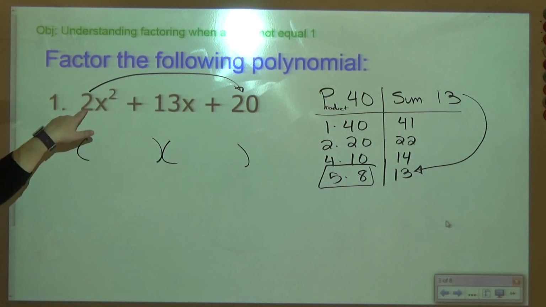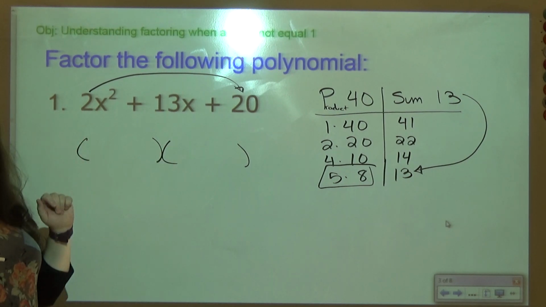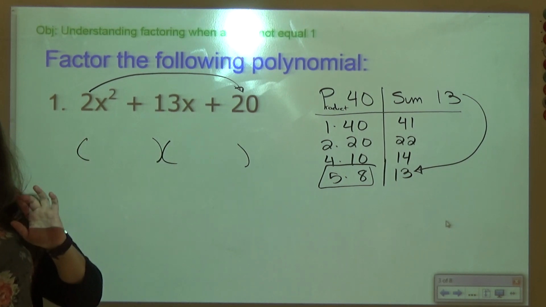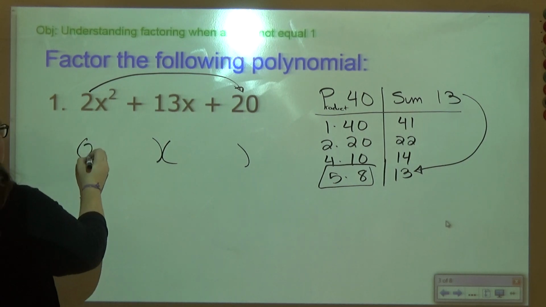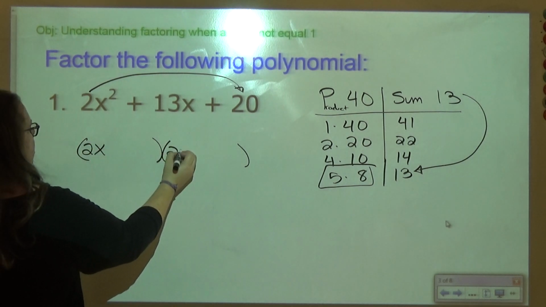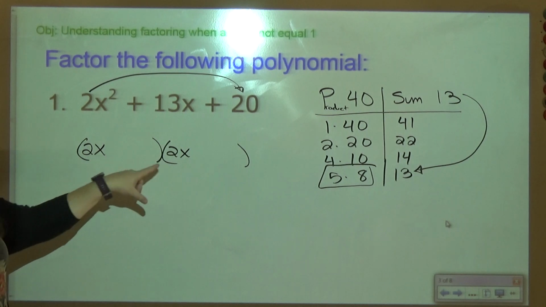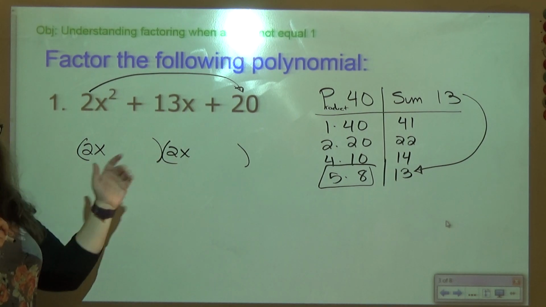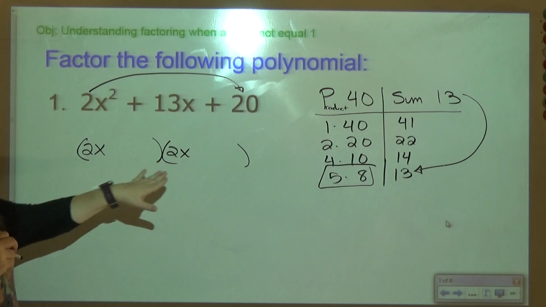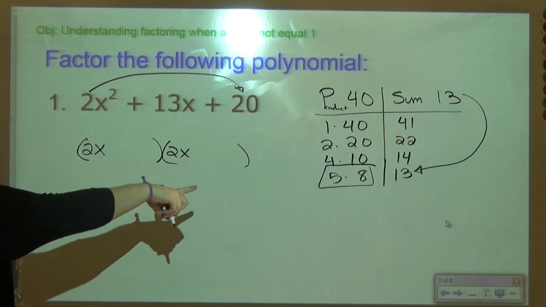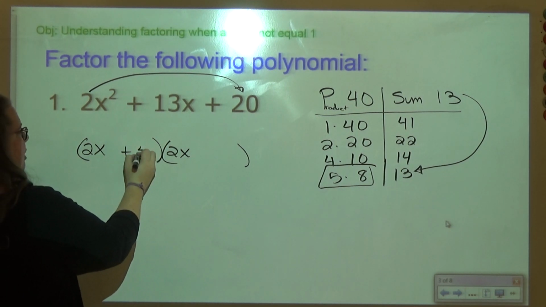Here's the problem. We have a 2 in front. So we don't know where that 2 is going to go. So what we're going to do is put it in both spots right now. 2x and 2x. I'm not sure where the 2x is going to be. One of them has to go away, but I know it's going to be one of those spots. Then I'm going to do my plus 5 and plus 8.